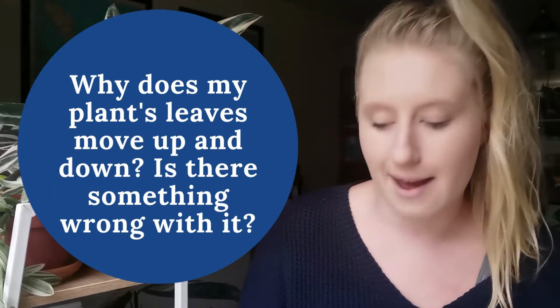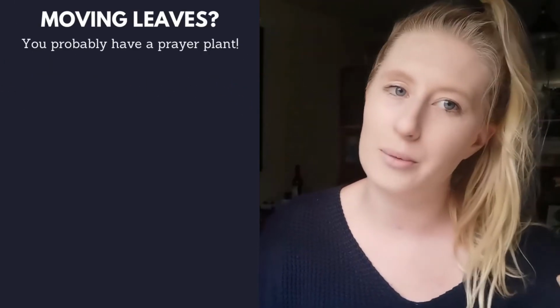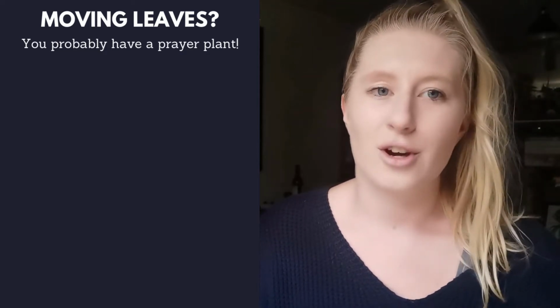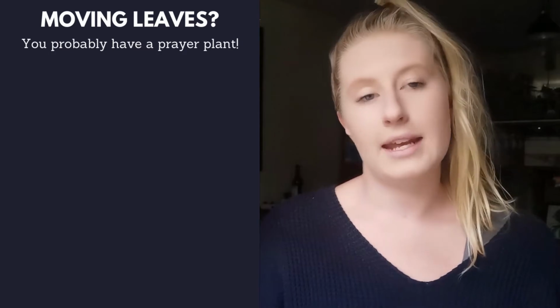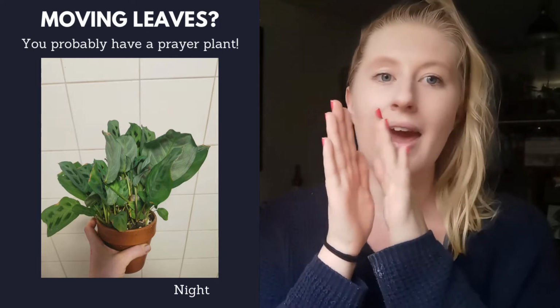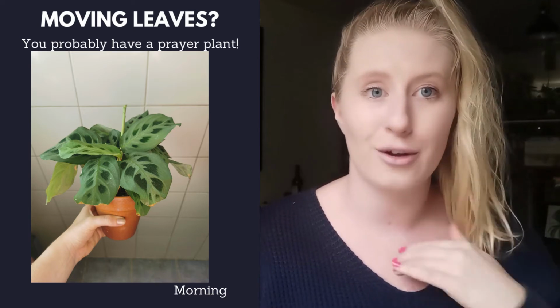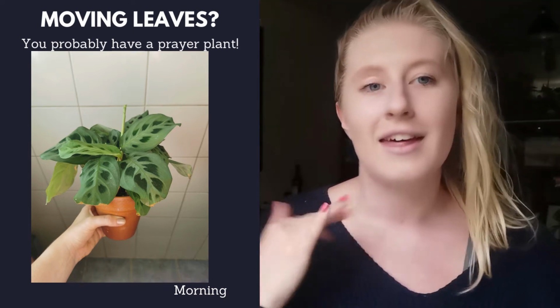Okay, another question that I see quite a lot is, why is my plant moving up and down? Is there something wrong with it? So no, there's probably not something wrong with it. You probably have a calathea or a prayer plant, and that is just what they do. That is exactly why they are called prayer plants, because they pray. It's just something that they do, and it's all based on the lighting. Typically at night time, their leaves will go up, and then in the daytime the leaves will go back down. So don't freak out if you see your plant doing this and it's a prayer plant or a calathea. They will do it, and it's totally normal.